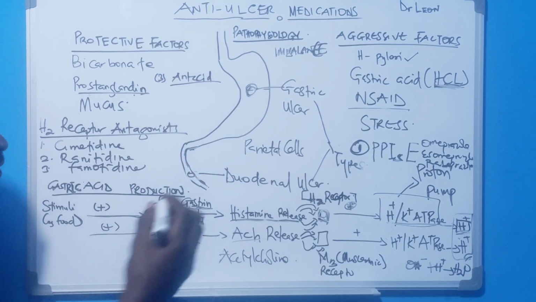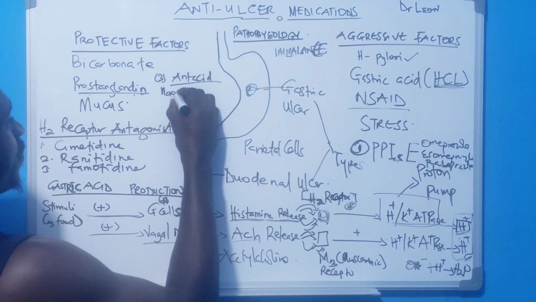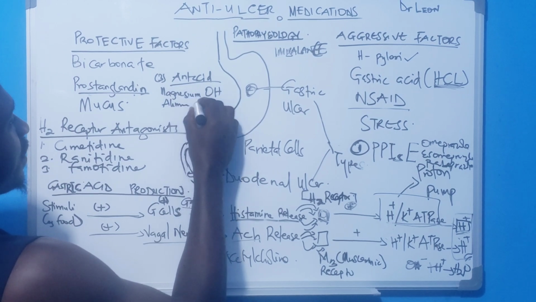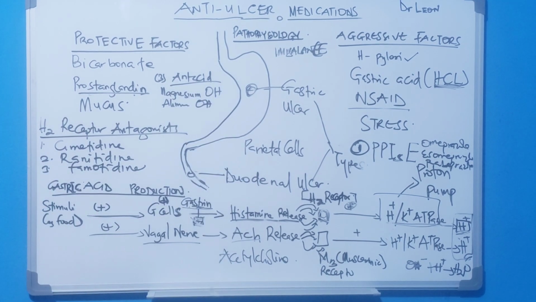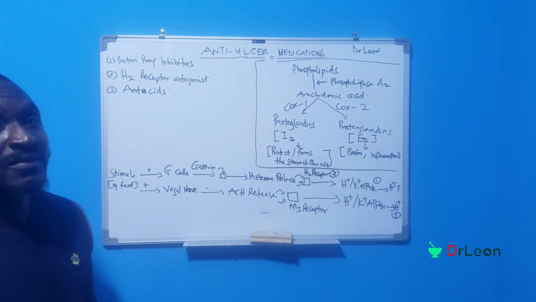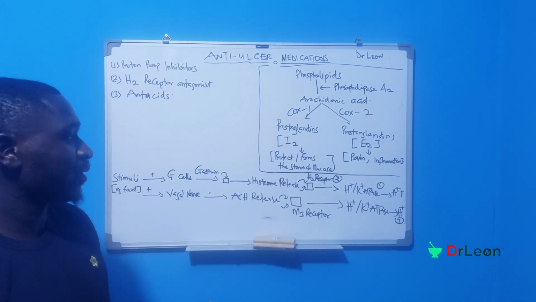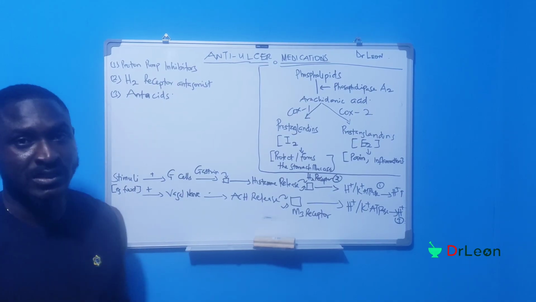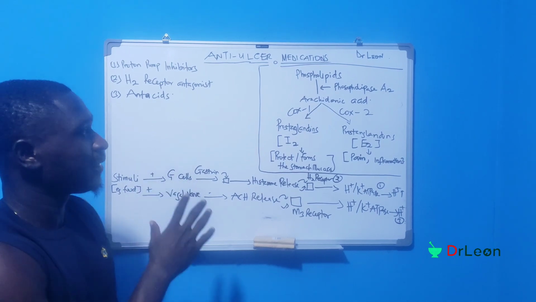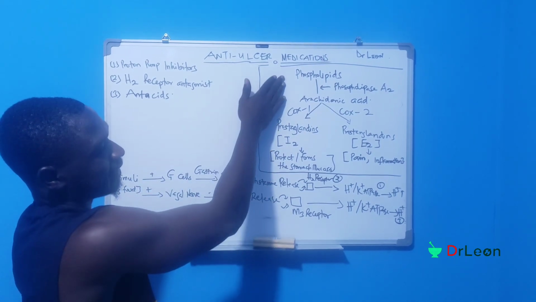And for example, we have magnesium hydroxide, aluminum hydroxide. All of these are found in medication products like Nugel and all other antacids. So right now we can talk about 3 classes. So we've arrived at 3 classes, but there are more classes of anti-ulcer medication. But before we get to know the other classes, it is very important to understand this pathway.